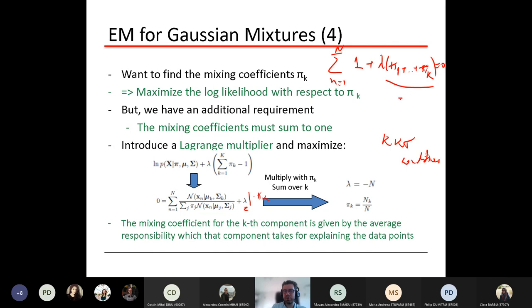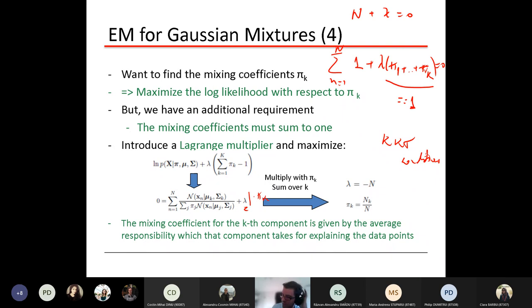These are the parameters of a multinomial distribution, so it should be equal to 1. Together they form a multinomial distribution, so this should be equal to 1. So what we get, by summing 1 n times, is n plus lambda equal to 0. Therefore, lambda is equal to minus n.